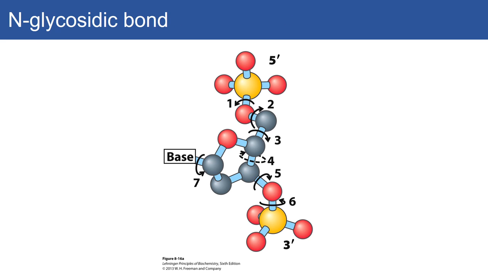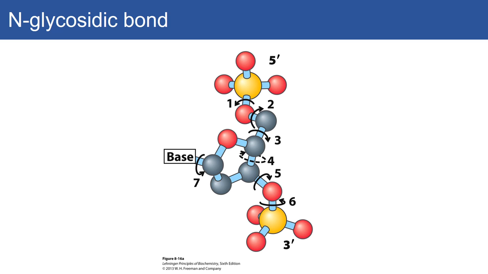Other important bonds are the N-glycosidic bond. We have pretty free rotation around the N-glycosidic bond, and that allows it to form the structure that you see. There are torsion angles, and there's free rotation between all these different structures, between the phosphorus groups and between the ribose sugars. So you have about 7 different bonds that have free rotation. You can imagine that allows it to form multiple different configurations.